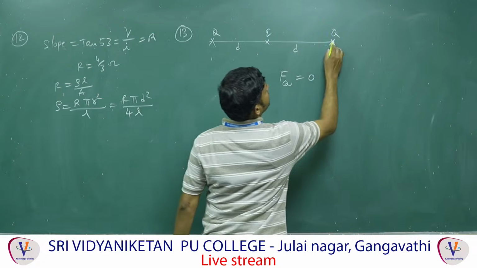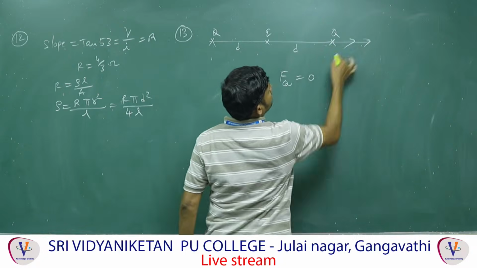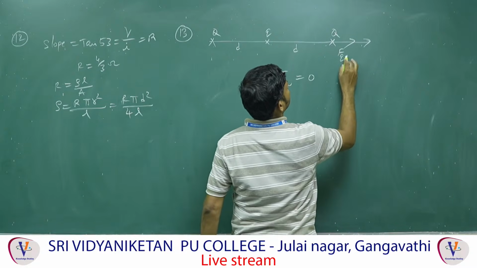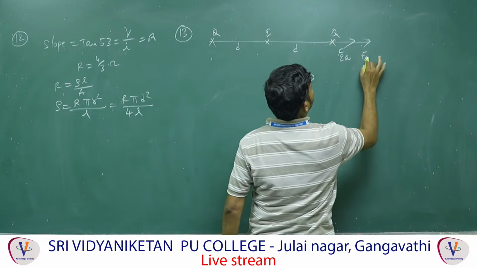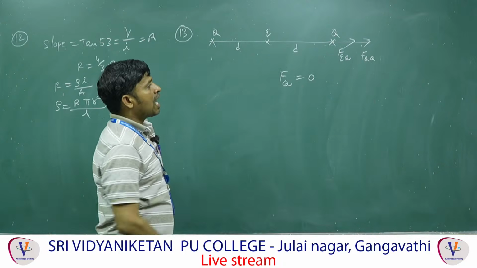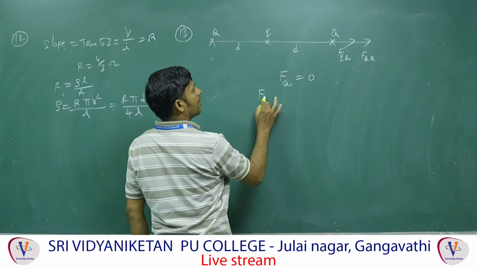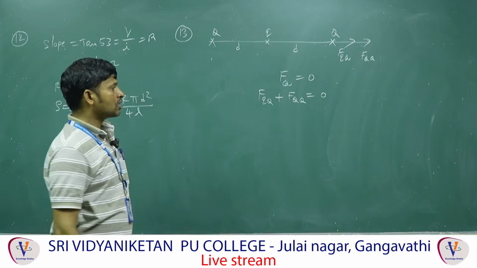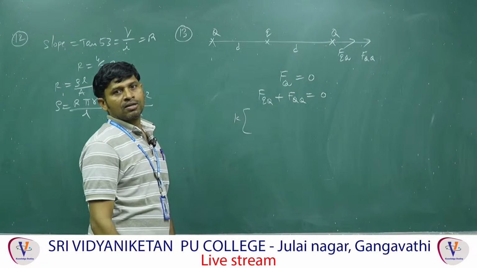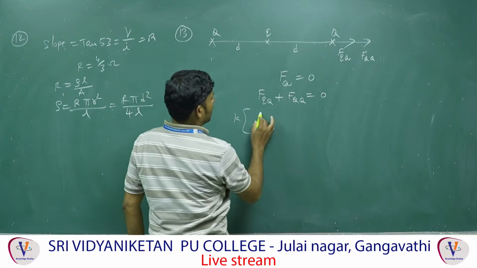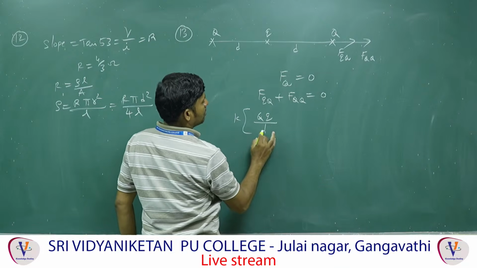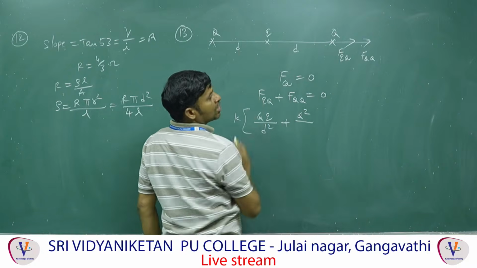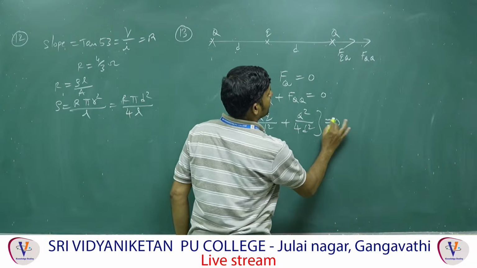Here, positive and positive repulsion, and this positive and positive repulsion. The first one is between capital Q and small q, the other one between capital Q and capital Q, both acting in the same direction. So 1 by 4 pi epsilon naught, take it outside. Q and q by D square, and capital Q into Q, with distance 2D, whole square, like 4D square, is equal to 0.